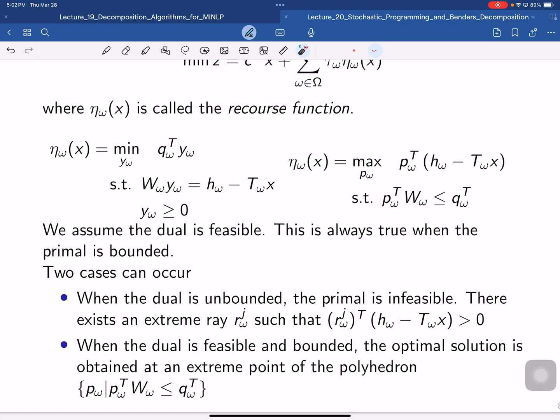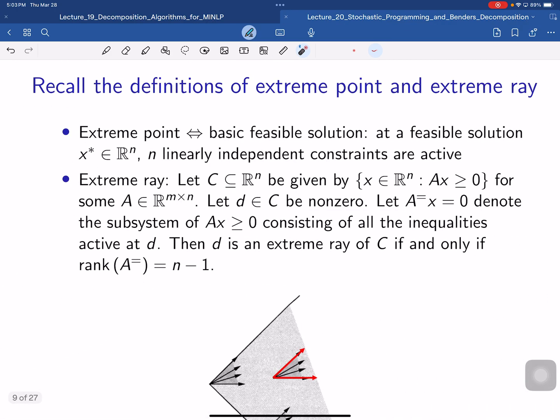In other words, when you are solving the dual problem and the dual problem is feasible, you either get an extreme ray or you get an extreme point. When the problem is bounded, you hit an extreme point, which is optimal. When the problem is unbounded, there is an extreme ray that can take your objective to infinity. So let's review what an extreme point and an extreme ray are here.